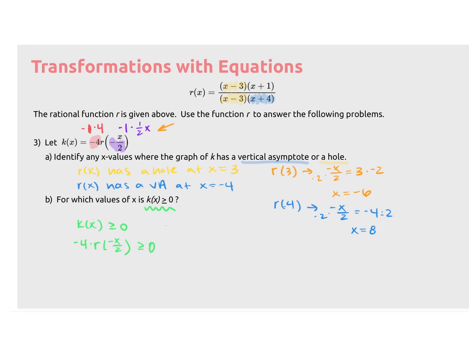All right, so if I rearrange that as best as I can to get r by itself, I'm going to divide both sides by -4. And I have to remember that when I divide by a negative, that's going to flip my inequality. So I have r of -x/2 is less than or equal to 0. Now I'm going to set up this inequality statement looking at function r. I'm going to look where r of x is less than or equal to 0. So I'm going to do that with a sign diagram.